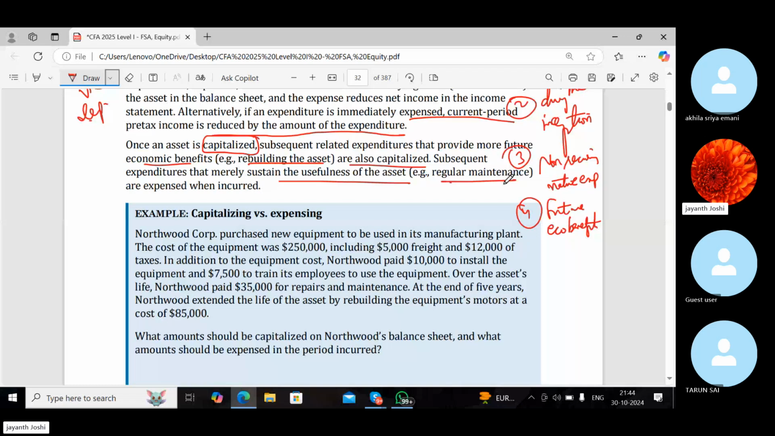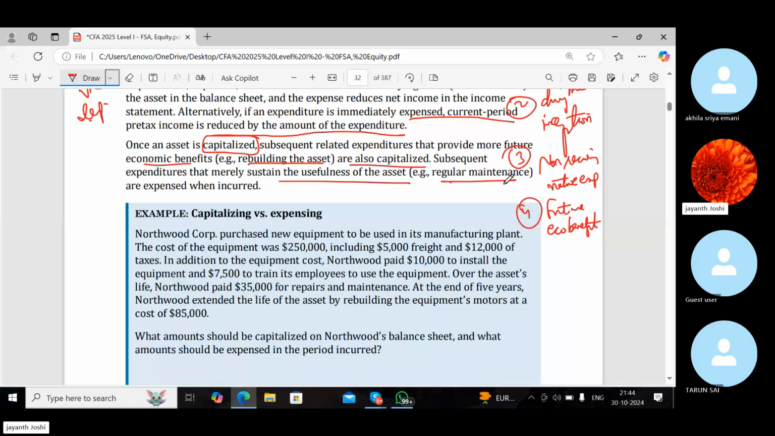At the end of 5 years, North Life extended the life of the asset by rebuilding the equipment and motors at 85,000 cost. Again, I'm rebuilding the asset for better usage. So what I need to capitalize and what I need to expense? Need not worry. Let us do this.